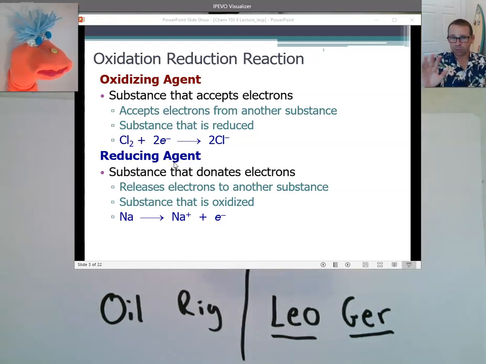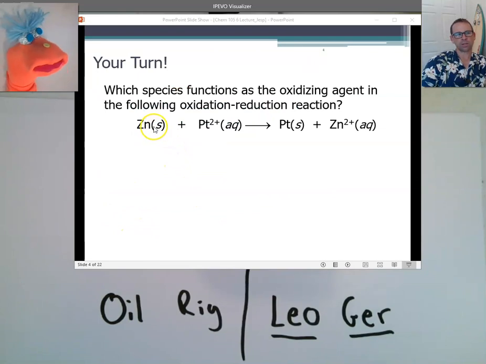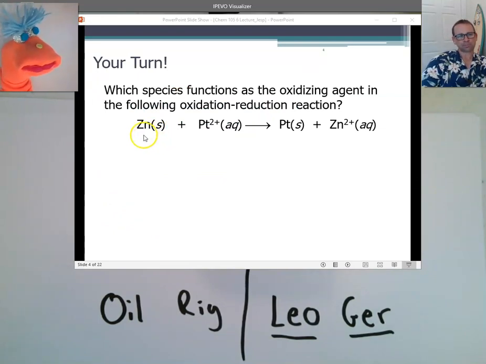If you just remember that part, and then you think, okay, this species here is losing an electron, it's becoming oxidized. Whoever it's losing that electron to, from their perspective, it is the reducing agent. Sodium is the reducing agent for whatever. So let's look at whole reactions here so we can figure out what's going on.